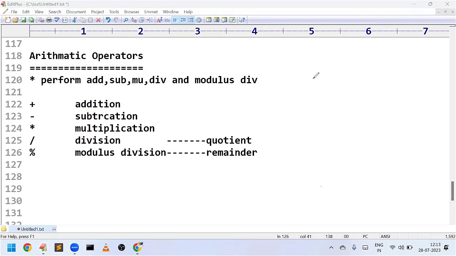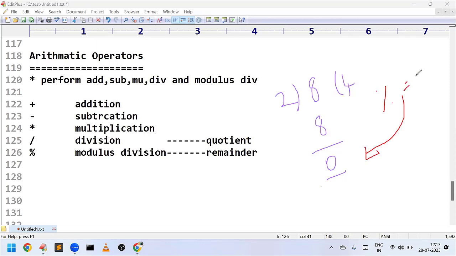For example, I am taking the value as 8. I am going to divide this by 2. So 2 fours are 8 and the remainder is 0. In the case of modulus division, it is going to return the remainder, so the result is 0. In the case of division, it is going to return the quotient, so the result is 4. Hope now it is clear for you.